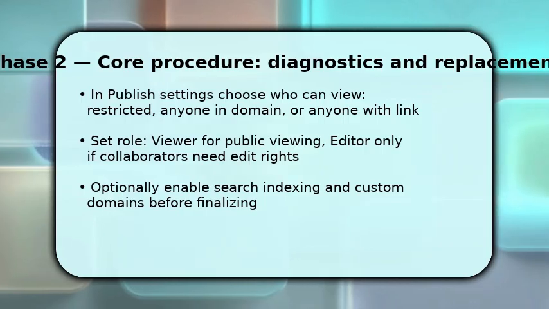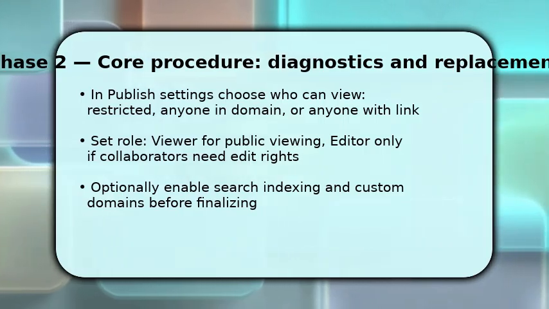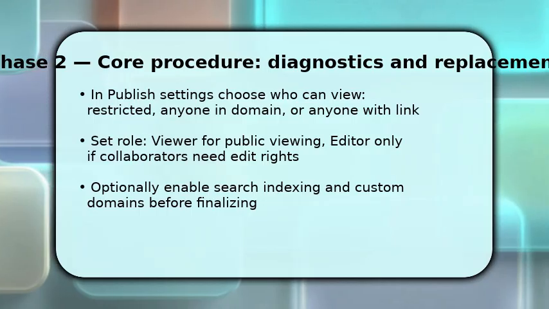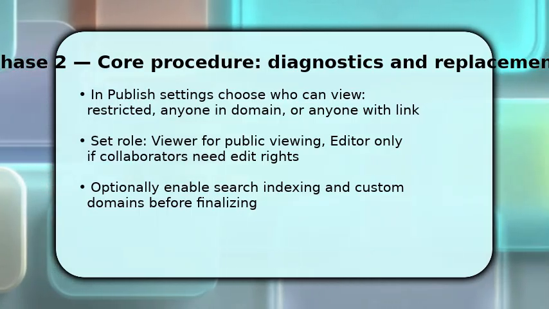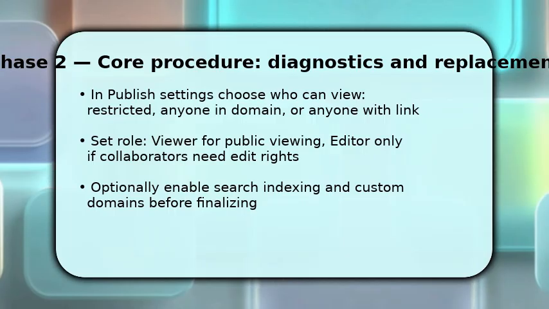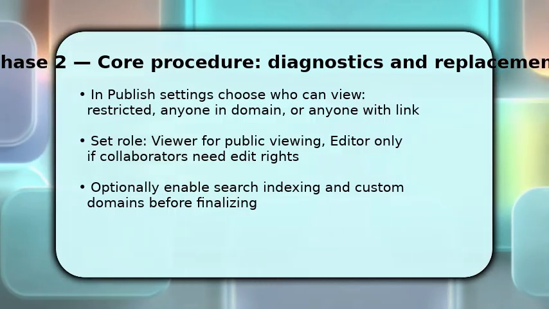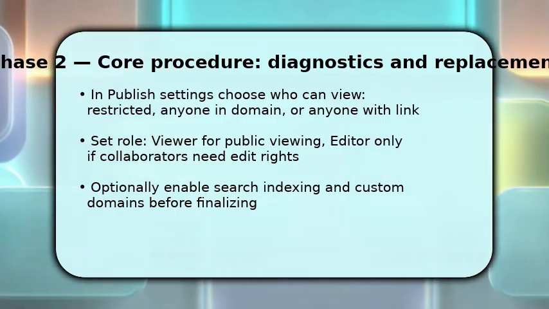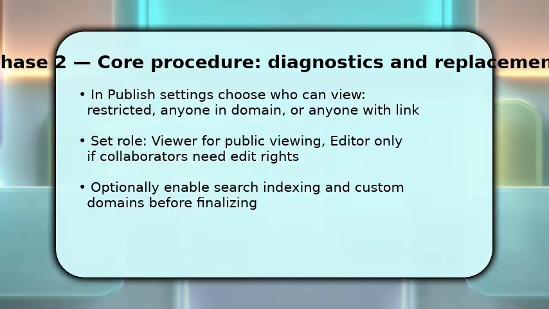If you want the site discoverable, enable search indexing and confirm custom domain settings before sharing broadly. After adjusting, click Save or Done. This applies the permission scope to the URL. That way, the link you copy matches the exact audience you intended.